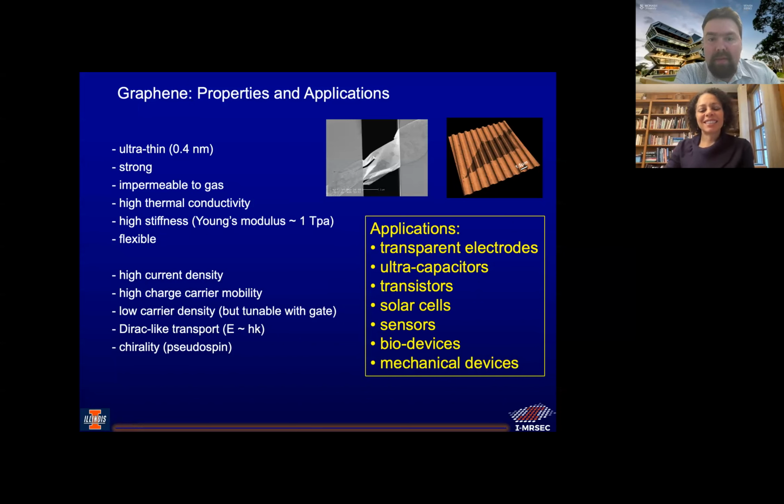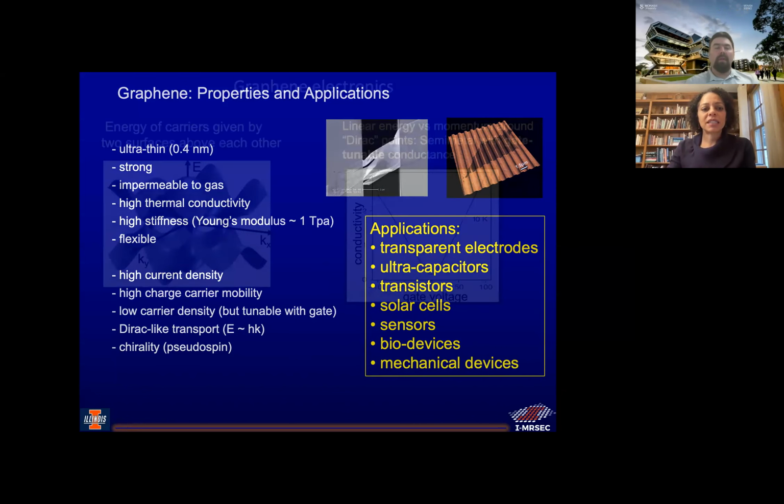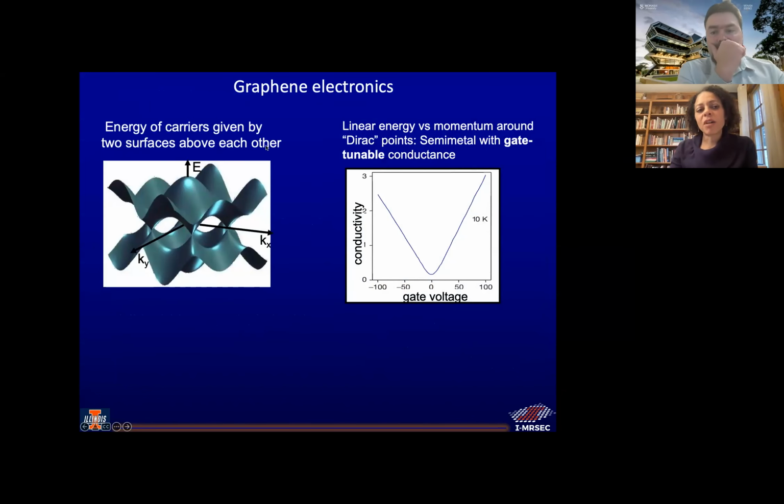You can make, it's been interesting to many people as transparent electrodes, capacitors, solar cells, lots of different types of devices. Now, in my lab, we study mostly electronic devices, so we really care about graphene's electronic properties. In this case, electronic properties are given by the energy of two carriers, by two surfaces above each other. And you can see that these surfaces touch each other at these zero energy points.